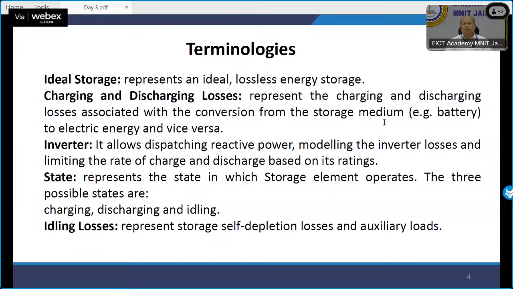Then we slowly move to inverters. It is basically a device that allows dispatching reactive power, modeling the inverter losses, and limiting the rate of charge and discharge based on its rating. Inverter is a very common device for any battery, considering the grid is AC and the battery is DC. We also sometimes define a state that represents the state in which the storage element operates. The three possible states are either charging, discharging, or idling. Idling is one of the very severe states. Normally, none of us want to operate in it. I do not know how many of you are aware.